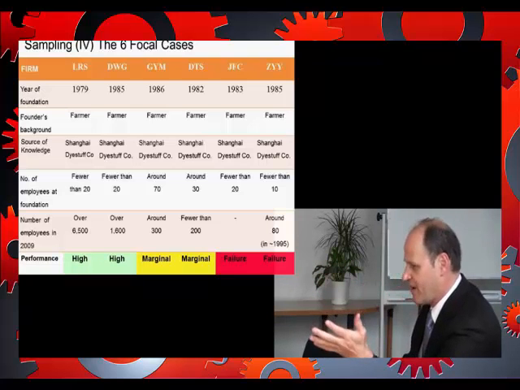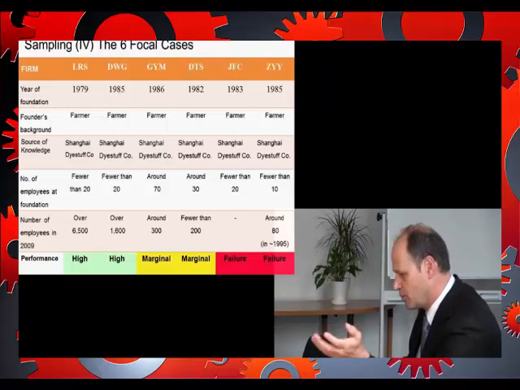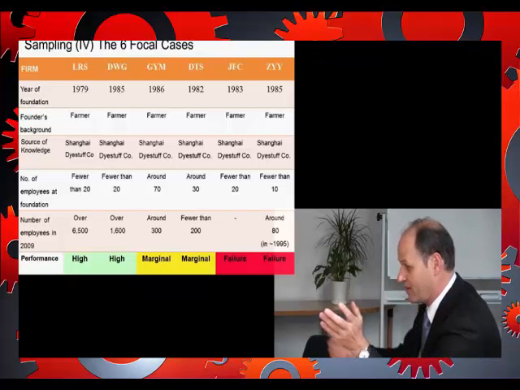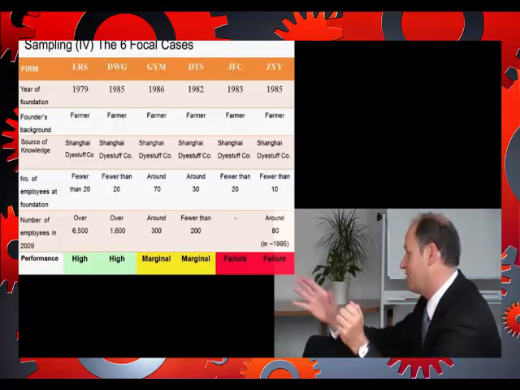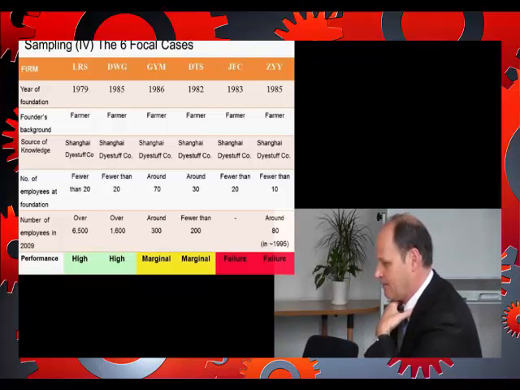LRS, 6,500, high performance. The second one is 1,600. The marginal performers are 300. The failure doesn't have anyone, and there's one failure which was around until 1995, and then at the time when they went out of business in 1995, they had about 80 employees.